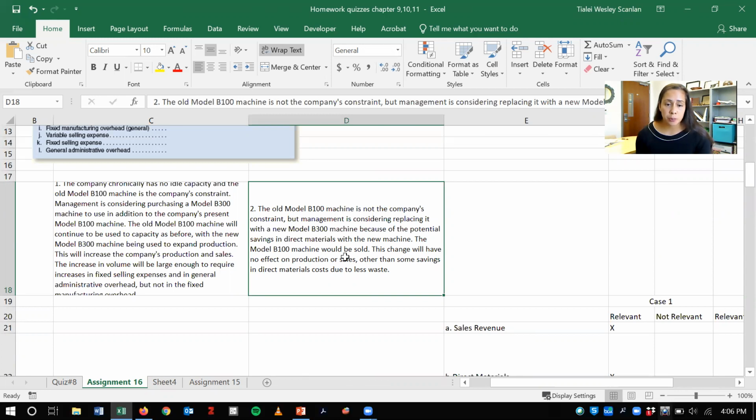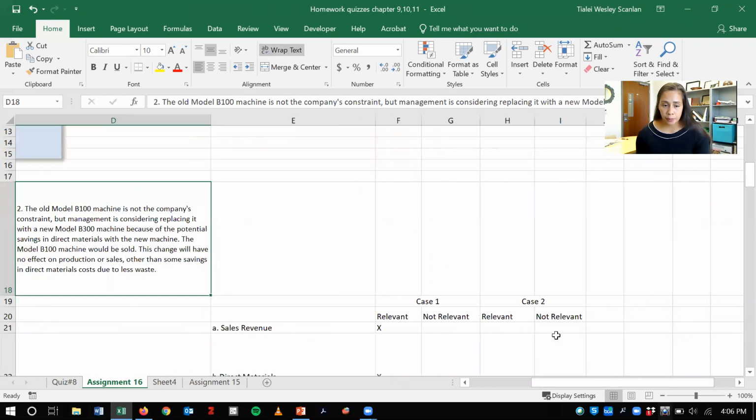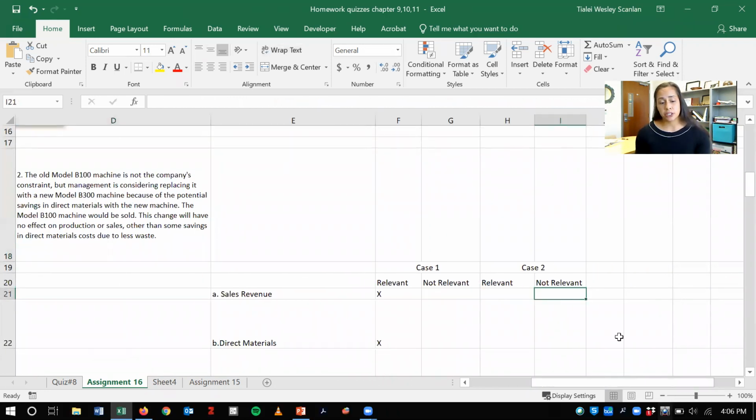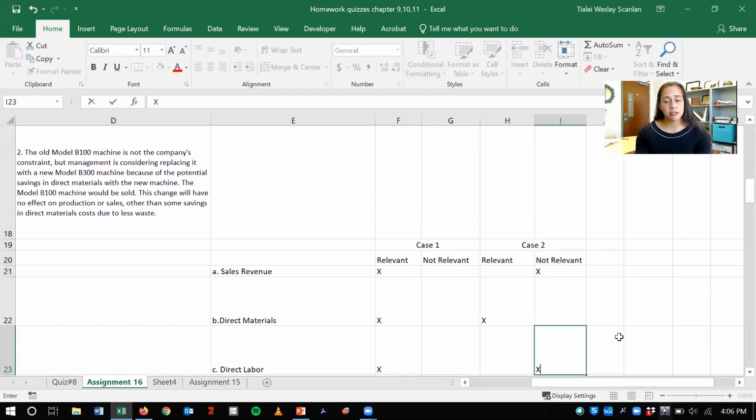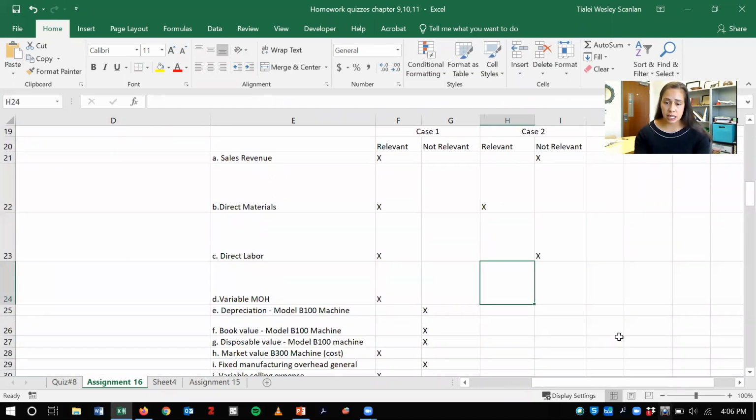This change will have no effect on production or sales other than some savings in direct materials cost due to less waste. So they said it's not going to affect your sales, right? But the direct materials it is going to affect. So it's not going to affect your sales. It's going to stay exactly the same. You're just going to get a new machine.